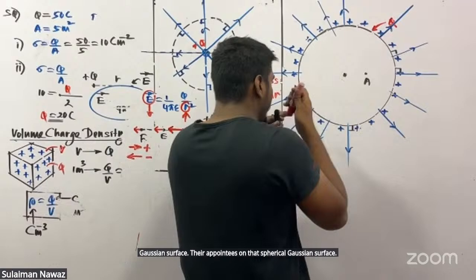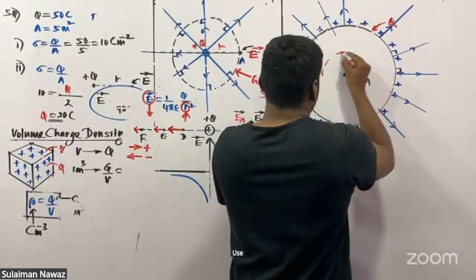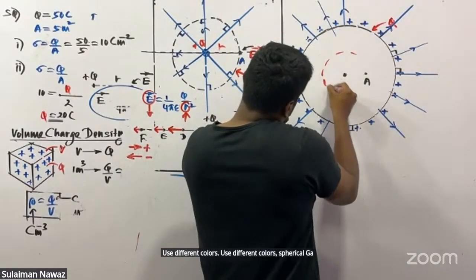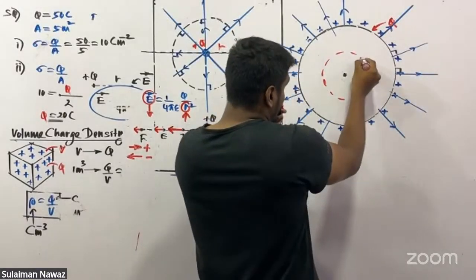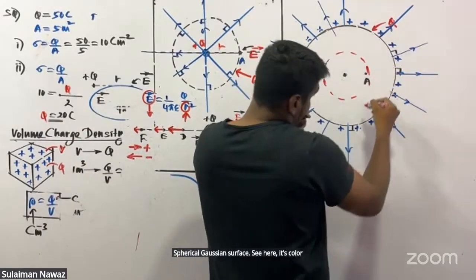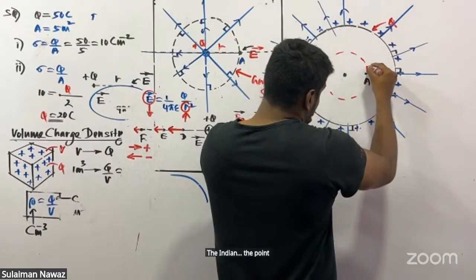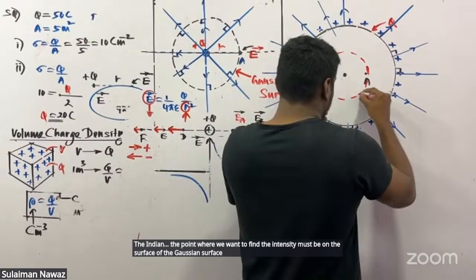So I'm going to draw my Gaussian surface. You also draw it, use different colors. Spherical Gaussian surface, the red one. Point capital A is exactly on this. The point where we want to find the intensity must be on the Gaussian surface. I tell you again and again for a reason.